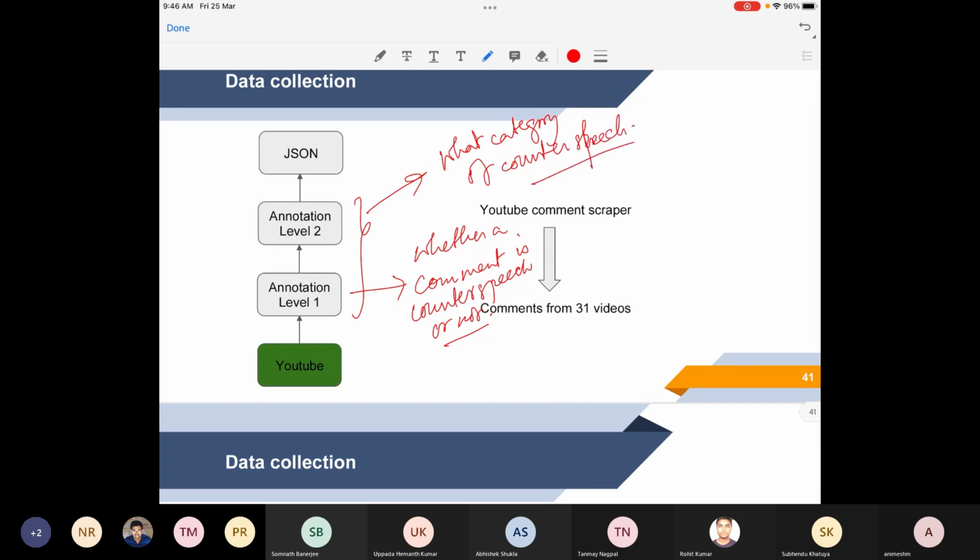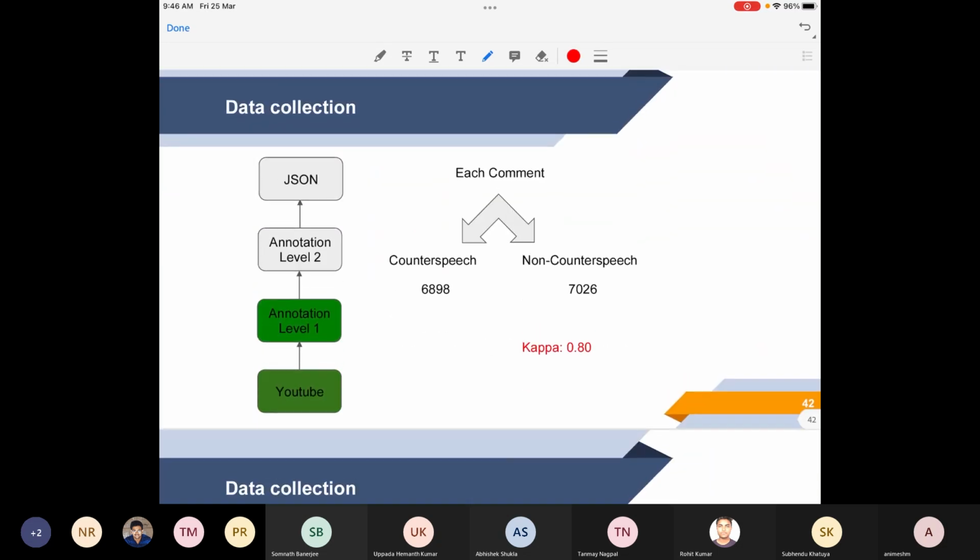Okay, so these are the two levels of annotation that we did. In the first level, we had a 50-50 class-separated set of comments: around 6,900 counter speech comments and close to 7,000 non-counter speech comments. The agreement between the annotators was pretty high, so we have enough confidence in this data set that we gathered. The good part is that it's pretty balanced.